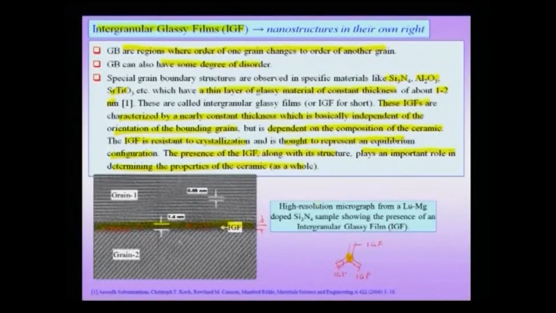in their own right. And the example shown here is actually a high resolution micrograph, or a lattice fringe image, from a lutetium magnesium doped silicon nitride sample, wherein the grains have hexagonal shape, and the IGF is of a thickness of about 1.5 nanometers.